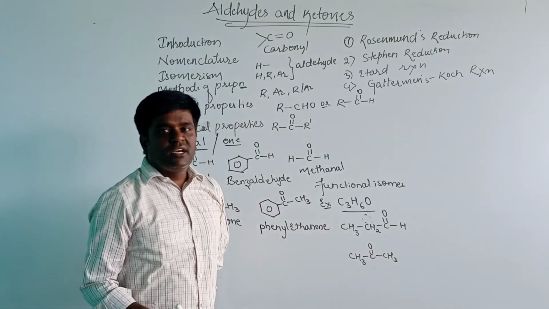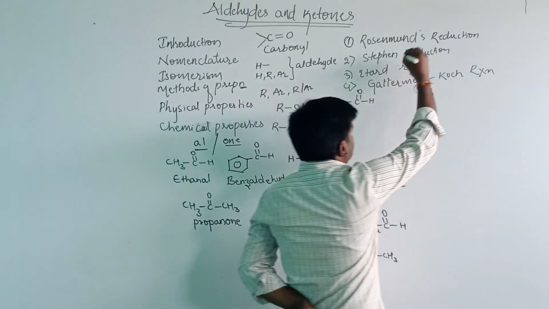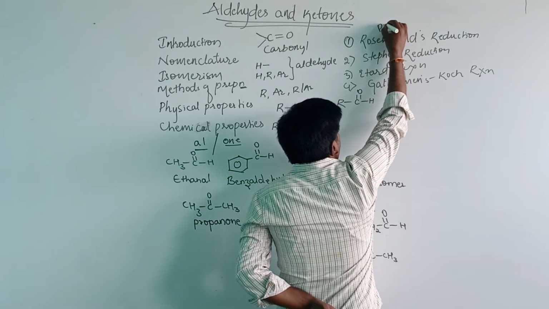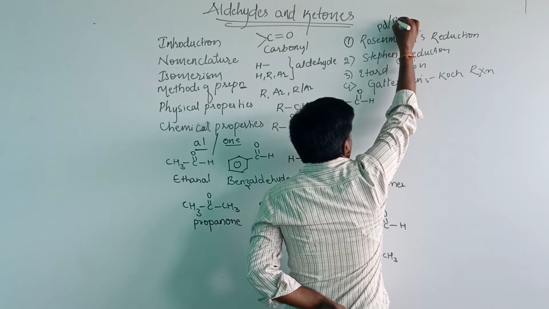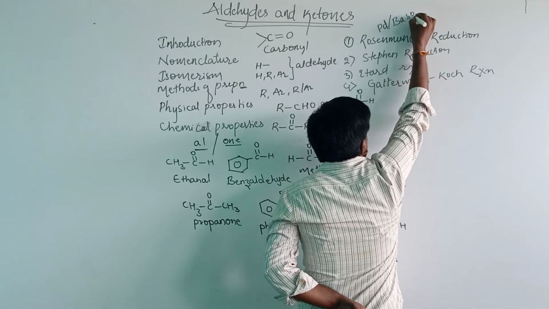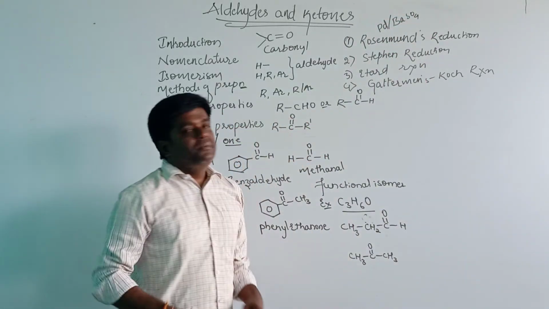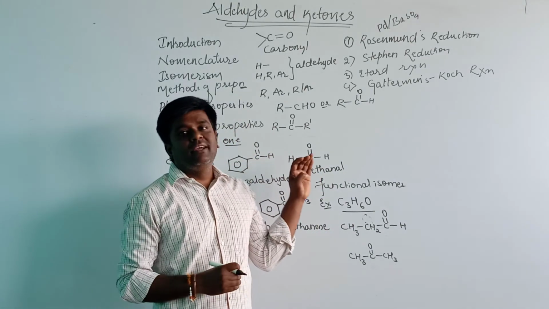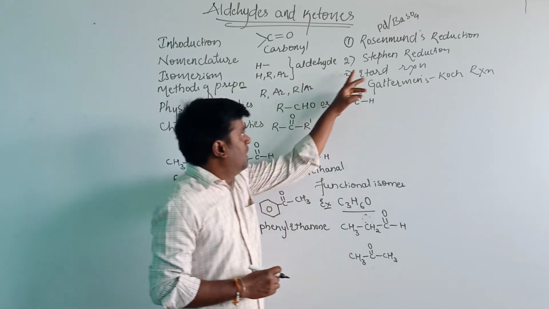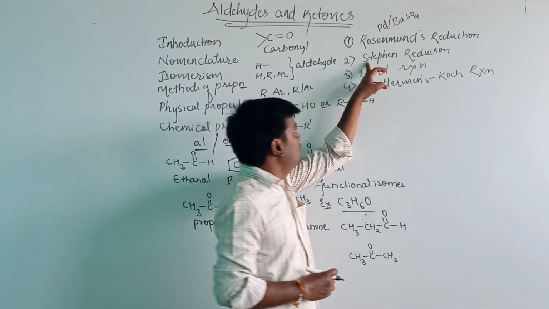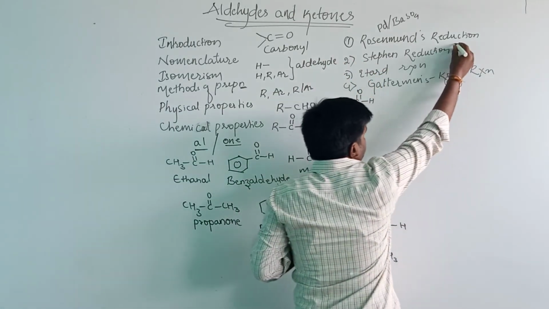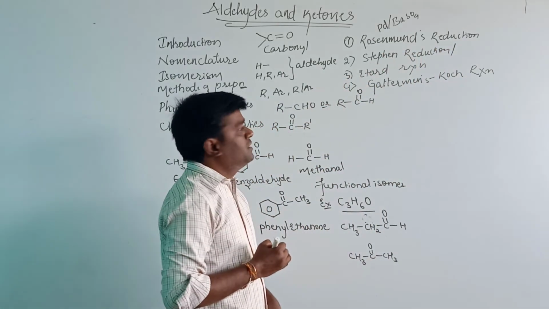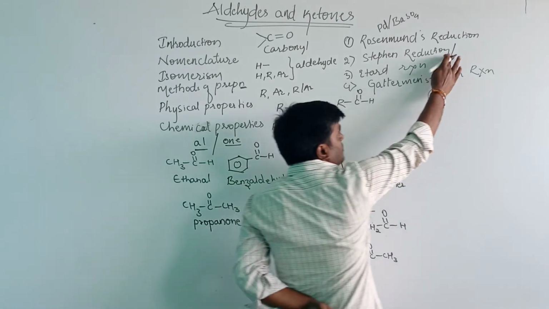That is the Rosenmund reduction reaction. In the Rosenmund reduction reaction, we will use palladium as the catalyst, which is suspended over barium sulfate. And in the Stephen reaction, we will use, in a special condition, a selective reduction reaction.